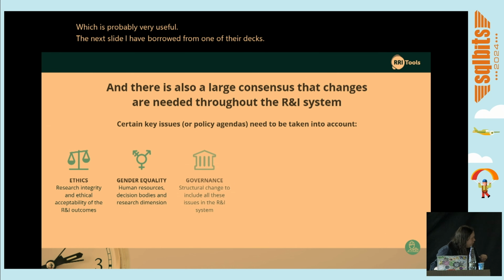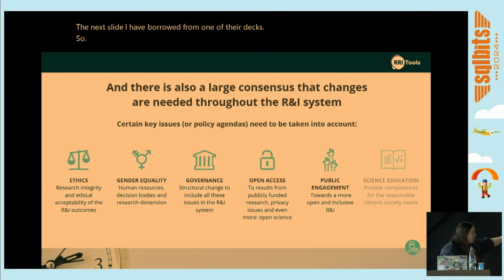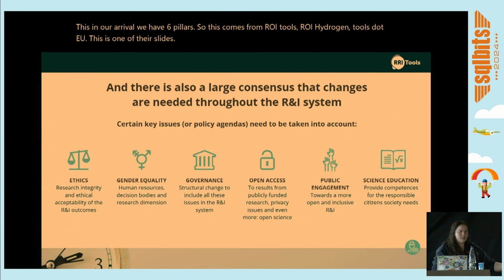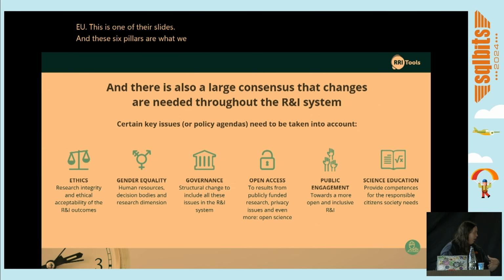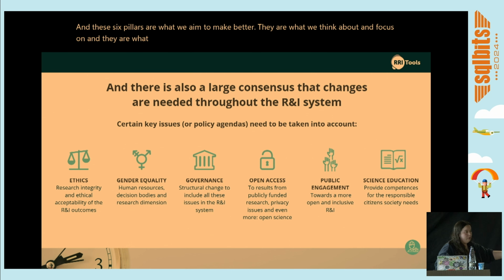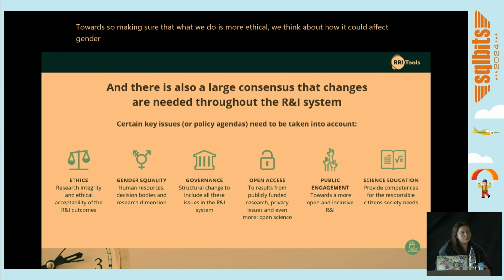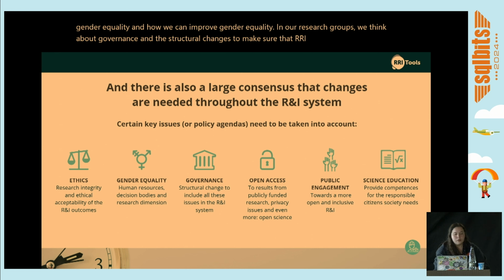So, let it load. In RRI, we have six pillars. This comes from RRI-tools.eu. This is one of their slides. These six pillars are what we aim to make better. They are what we think about and focus on, and they are what we hope to contribute towards. So making sure that what we do is more ethical. We think about how it could affect gender equality and how we can improve gender equality in our research groups. We think about governance and the structural changes to make sure that RRI is in everything that we do.